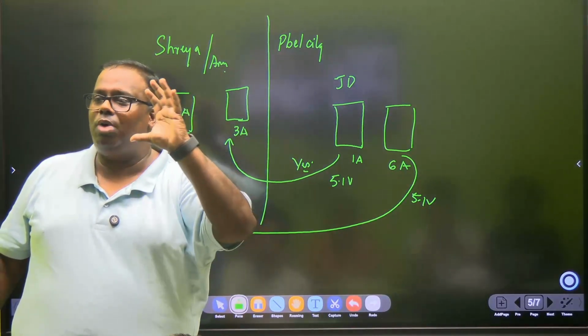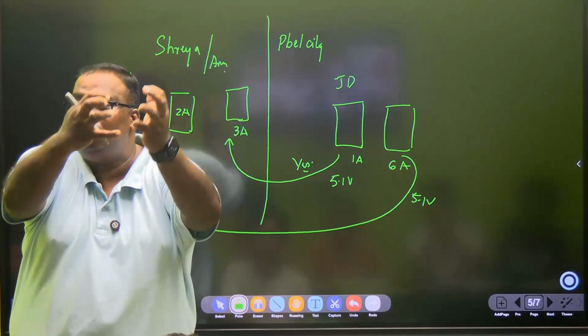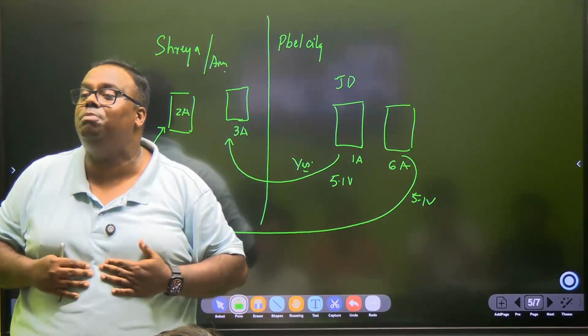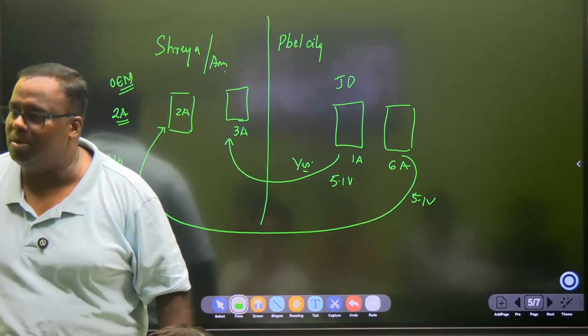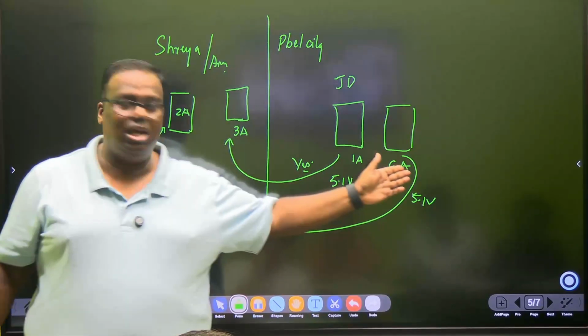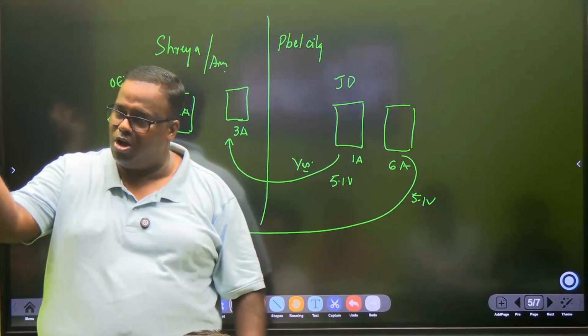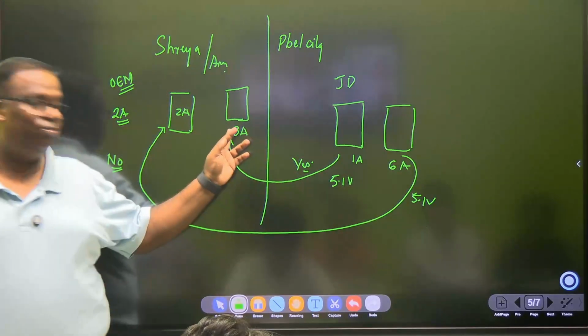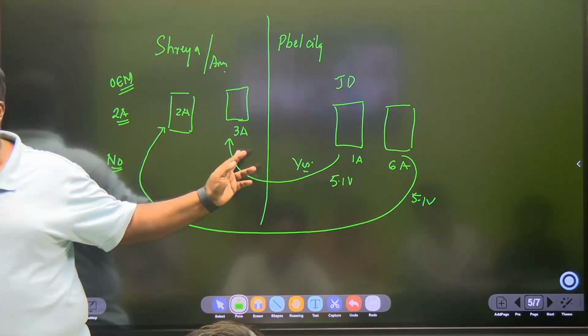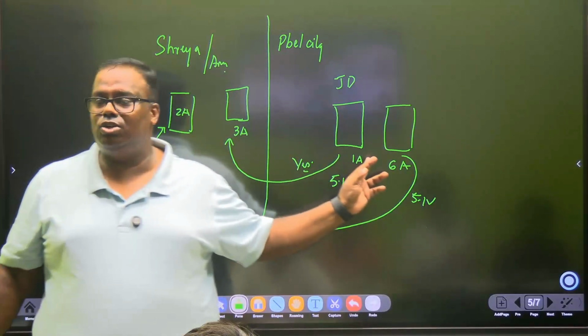More current is something that you draw based on your capability. Shreya's phone draws how much? 2 amperes. No matter if you give Shreya a 12 ampere charger, she will draw 2 amperes only. But this fellow's phone draws how much? 3 amperes. And you are connecting it to what source?